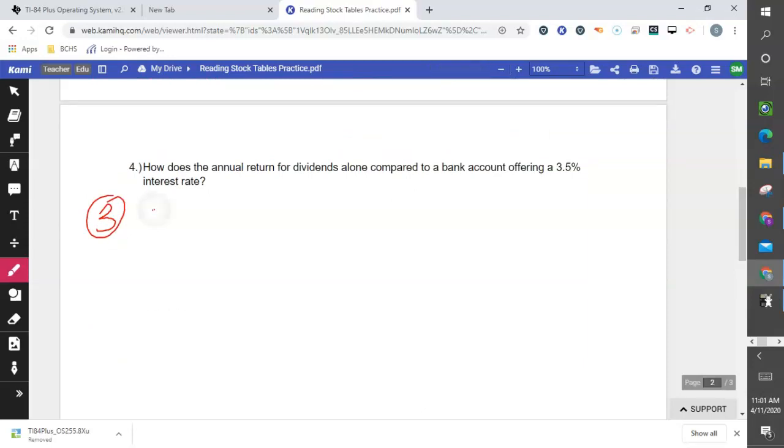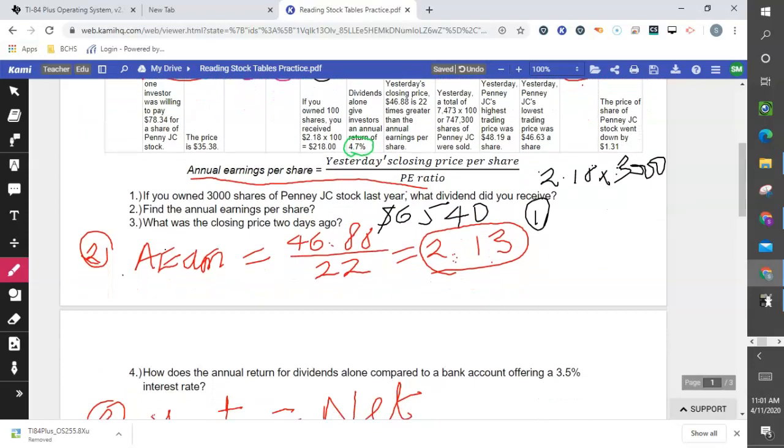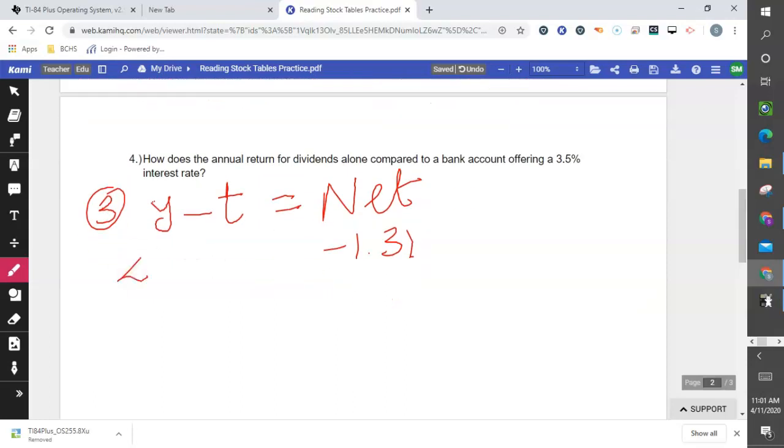So we know yesterday minus 2 days ago equals the net. Again, you have to start from the most recent and then go backward because it's subtraction. So we're looking for 2 days ago. The net is negative 1.31, and the close yesterday is 46.88. So we have 46.88 minus T.